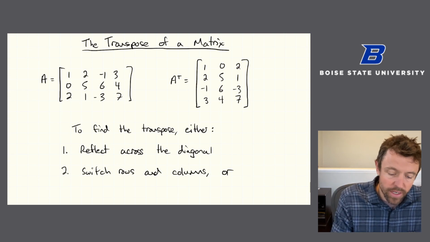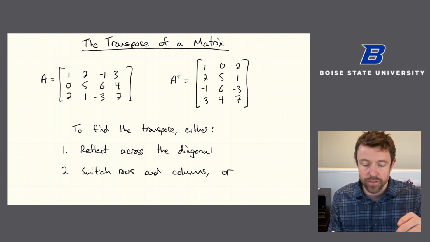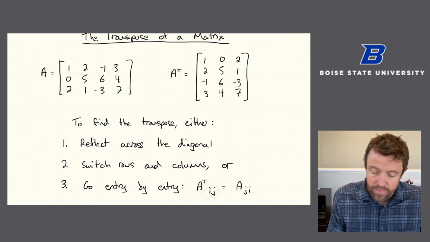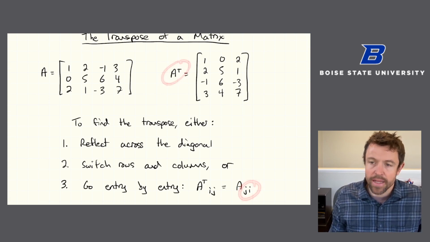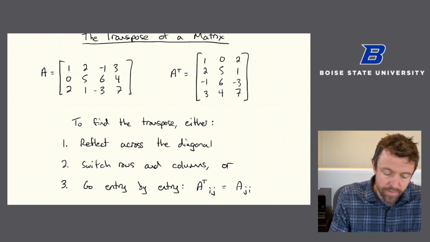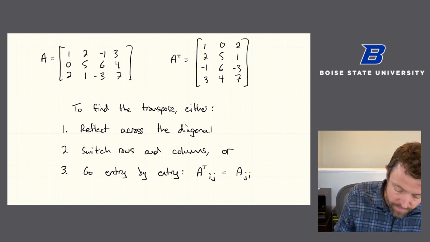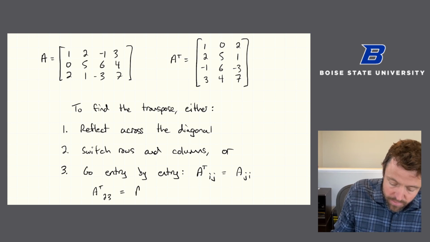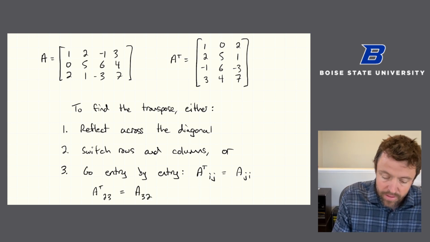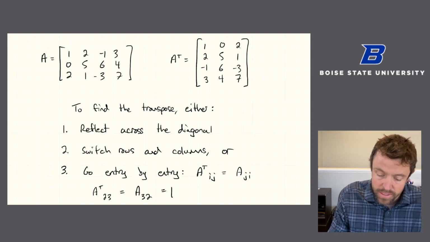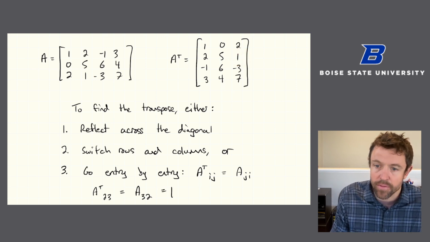And then a third way of looking at this, if we want to just go entry by entry, is that the ijth entry of A transpose is the jith entry of A. So for example, let's actually write this out. If I wanted to know what A transpose 2, 3 was, that would be A 3, 2. A 3, 2 is this entry. And so that's 1, which we see here as A transpose 2, 3.